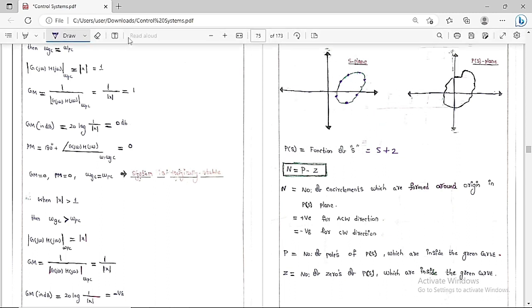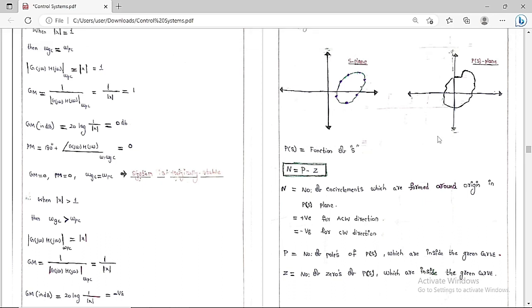Now one more concept we are going to study here. Listen carefully. Suppose P of S is a function of S. It will have a numerator as well as a denominator. The denominator roots are called the poles and the numerator roots are called the zeros.